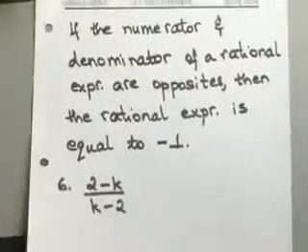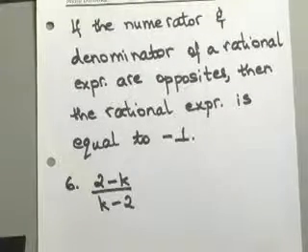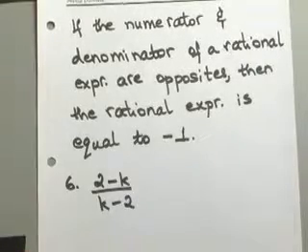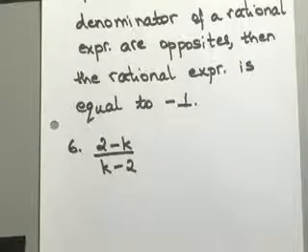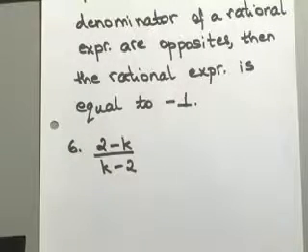Okay, let's look at a couple more examples here with writing an expression in lowest terms. Now, the idea is if the numerator and denominator of a rational expression are opposites, then the rational expression will equal -1. Now, when we say opposites, we're talking about something like this here. You have 2 minus k over k minus 2. Let's say we're trying to put this in lowest terms.